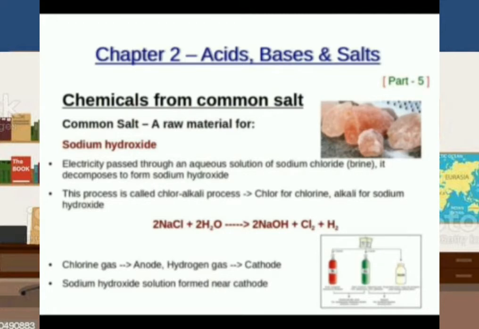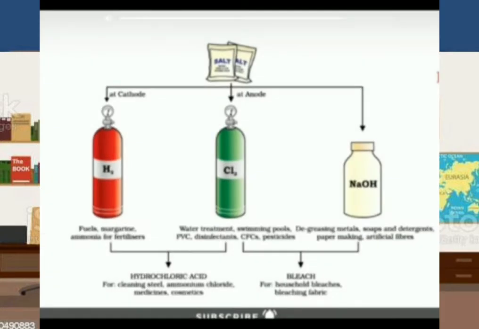Sodium hydroxide is made by the process of decomposition of NaCl. Electricity is passed through NaCl and it decomposes, and we get the products NaOH, Cl2 and H2. We get three products, and these three products are very useful. The chlorine gas will be at the anode and hydrogen gas at the cathode, and we get sodium hydroxide solution near the cathode.